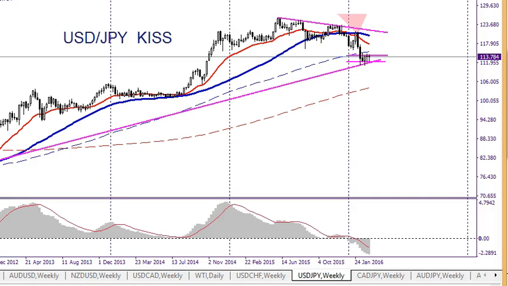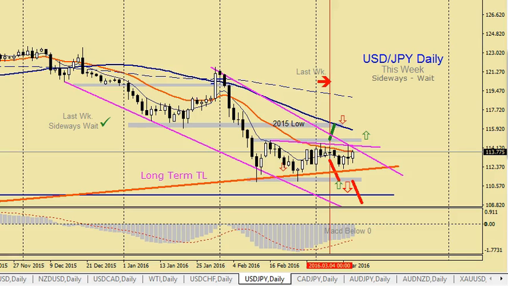Okay, and let's go to the daily chart. You can see it's just sideways. It's been going sideways for quite some time. As a matter of fact, do you see here the upper gray rectangle?